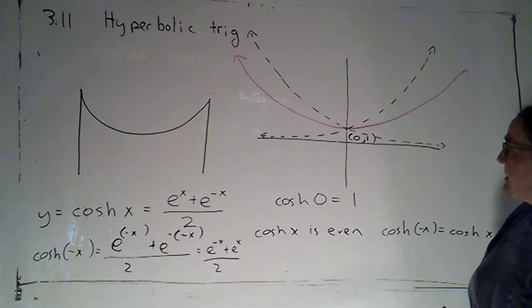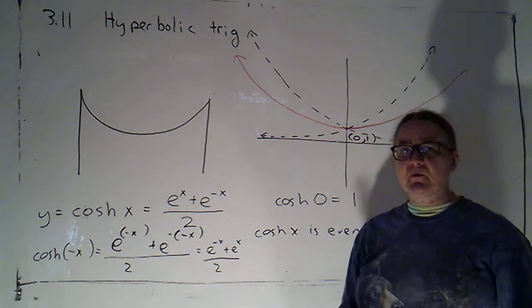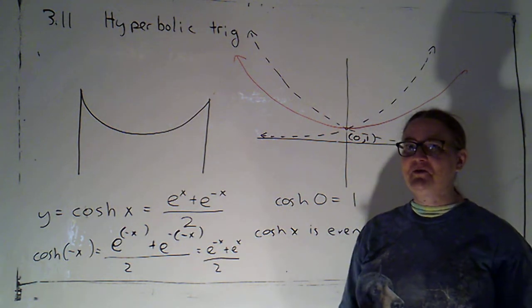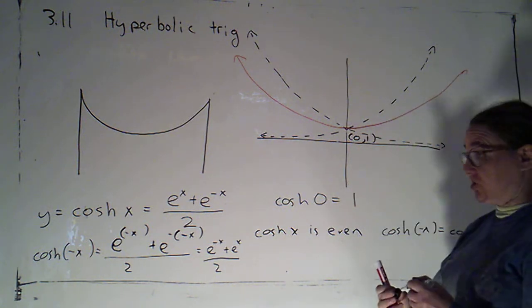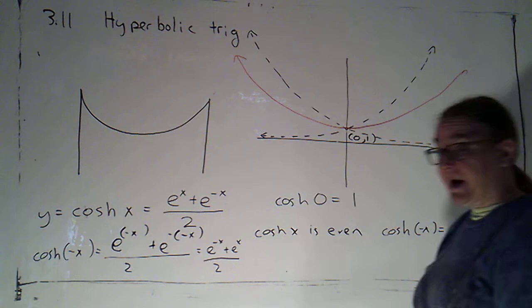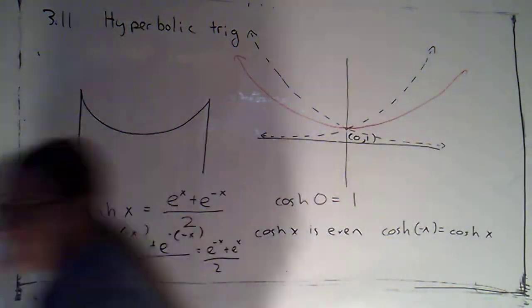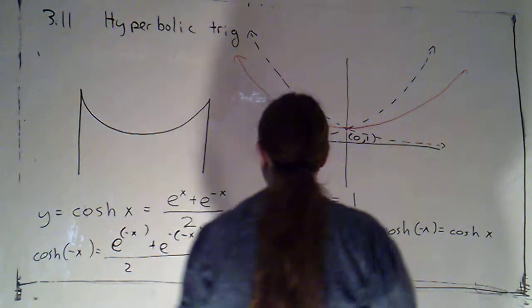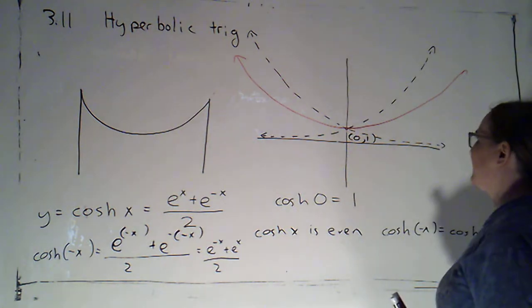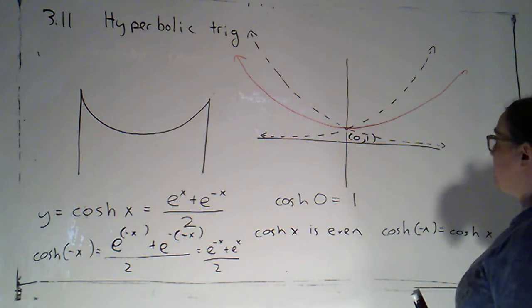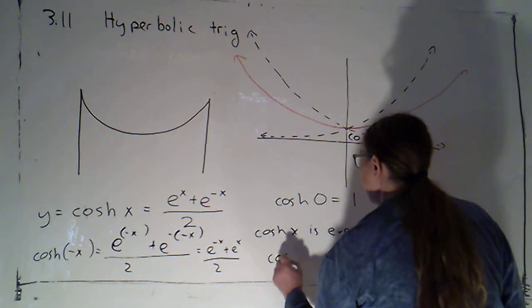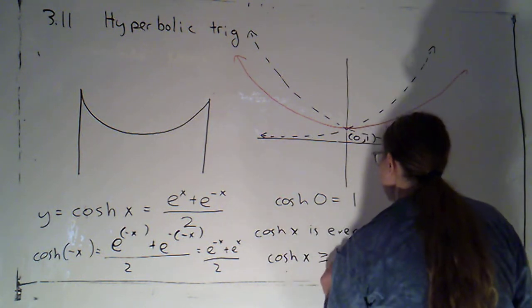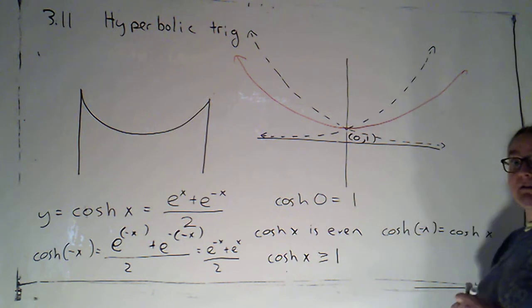That's kind of neat, because exponential functions really don't have any symmetry to them, but we're able to build this very nicely symmetric function by just averaging these two exponential functions. Pretty cool. Okay. I'll also point out that cosh of x is always bigger than or equal to 1.